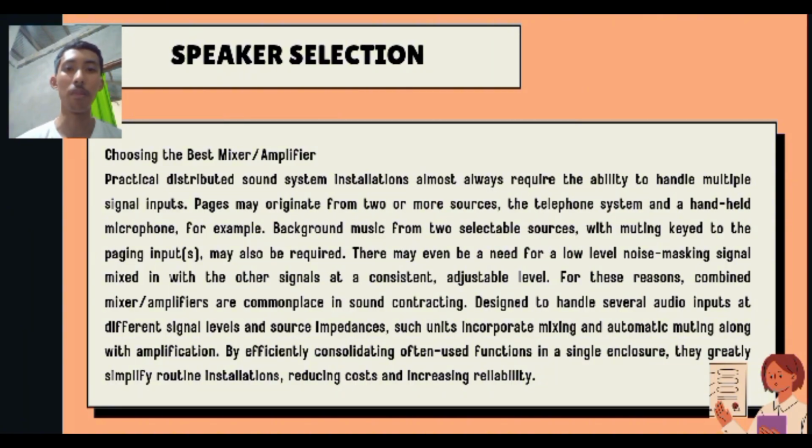For those reasons, combined mixer amplifiers are commonplace in sound contracting, designed to handle several audio inputs at different signal levels and source impedances. Such units incorporate mixing and automatic muting along with amplification. By efficiently consolidating often-used functions in a single enclosure, they greatly simplify routine installations, reducing the cost and increasing reliability.